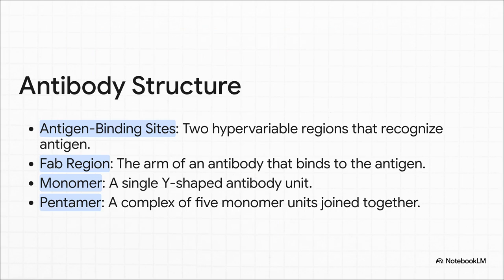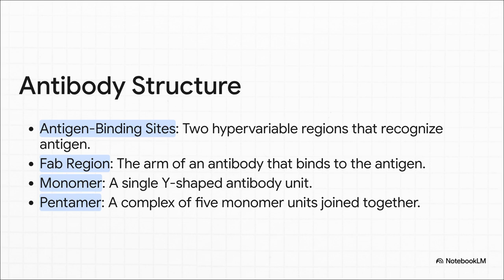The structure of an antibody is perfectly suited to its function. The basic unit is called a monomer, which is a Y-shaped molecule made of 4 protein chains. Right at the very tips of each arm of that Y are the antigen binding sites. These regions are what we call hypervariable. That means their amino acid sequence is incredibly diverse from one antibody to the next, which is what allows our immune system to generate antibodies that can recognize a virtually infinite number of different epitopes. Each monomer has 2 of these identical antigen binding sites.